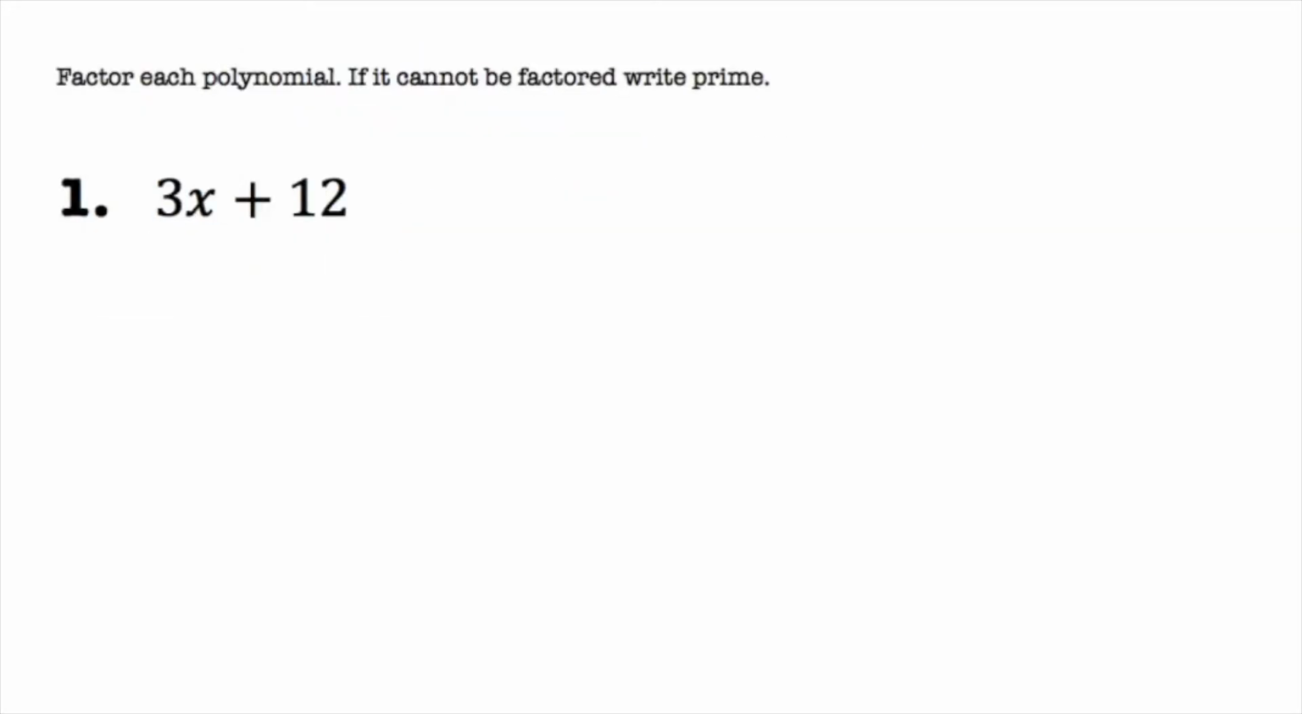Alright, so for number 1, the directions are factor each polynomial, and if it cannot be factored, then you write prime. Alright, so number 1, first thing you're going to do when you're learning how to do GCFs, you might have done it in middle school, but with polynomials it's a little bit different. So first thing I would recommend is writing down the 2 coefficients and finding everything that multiplies to equal that.